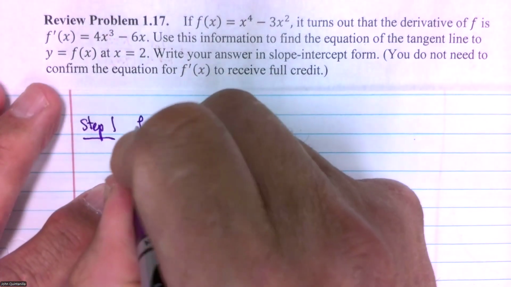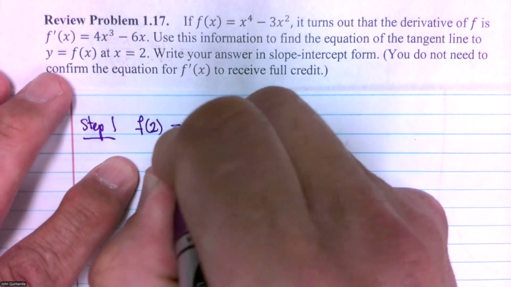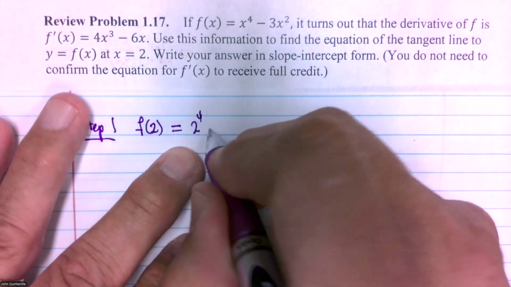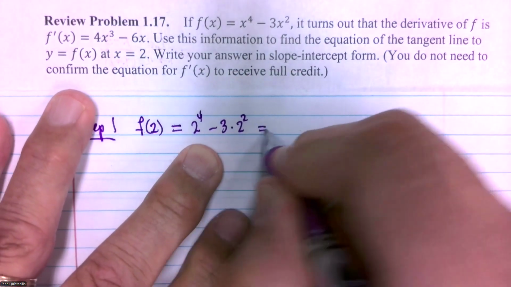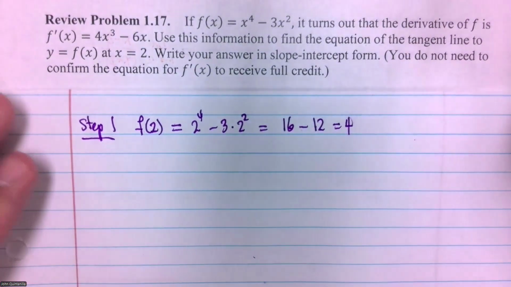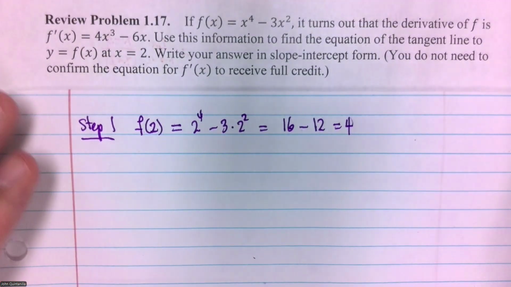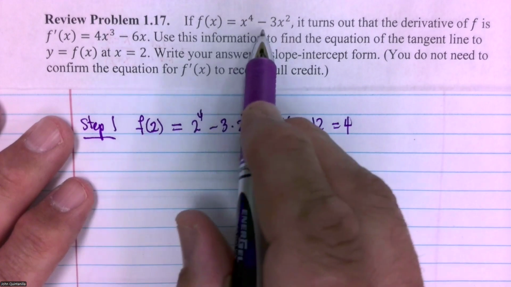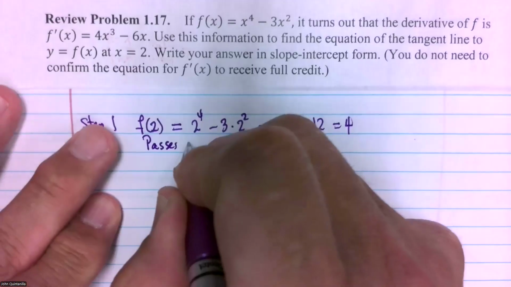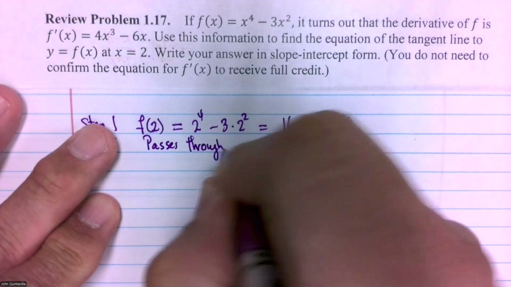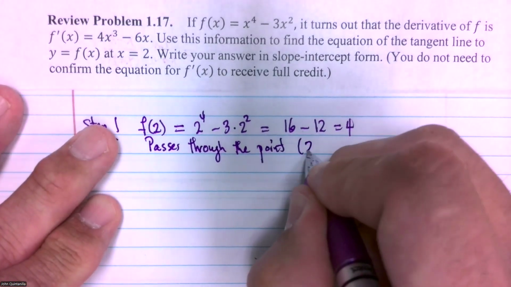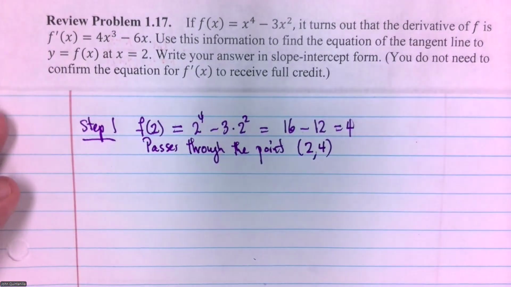First thing we do is let's figure out what f of 2 is. If I plug in 2 into the original equation, that gives me 2 to the fourth minus 3 times 2 squared. So 16 minus 3 times 4 is 12, and that's equal to 4. And so this is what we've known since algebra 1. If I plug 2 into this function, that gives me the y-coordinate. And so the graph passes through the point 2, 4. So it must pass through that point.